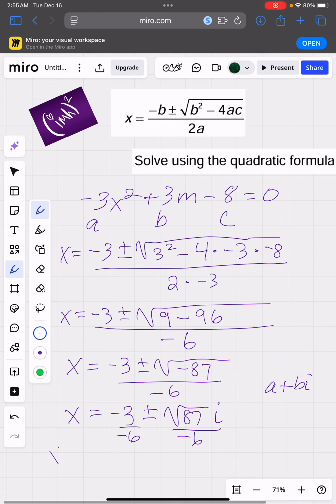So this comes down to x equals negative a half plus or minus the square root of 87 divided by 6 times i. And these are your roots. These are your two roots right here. Okay?